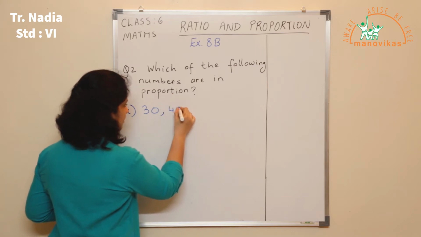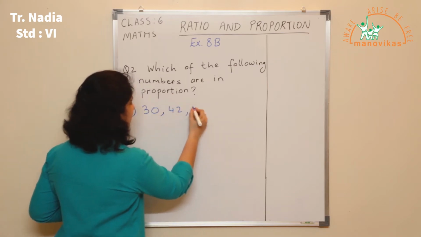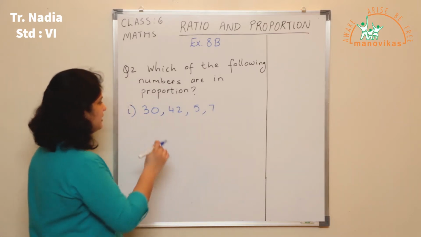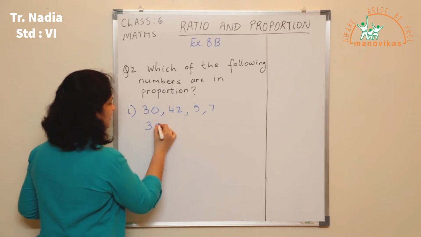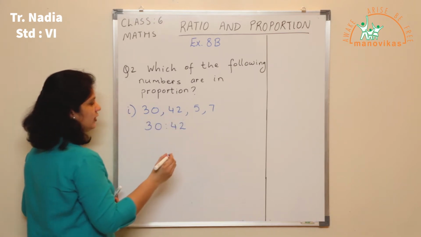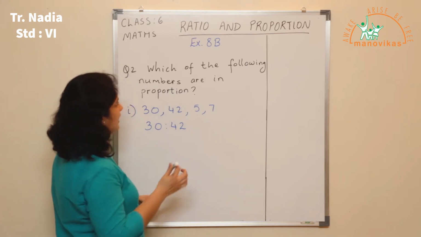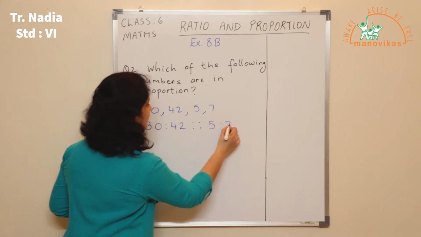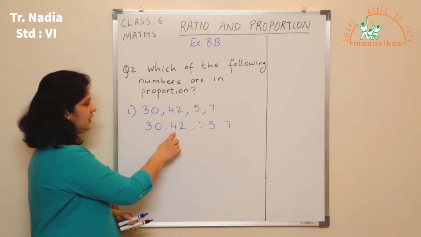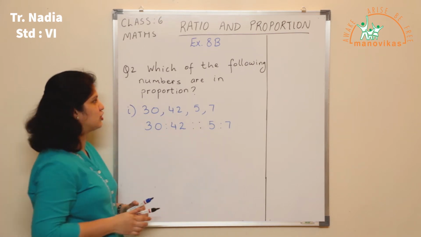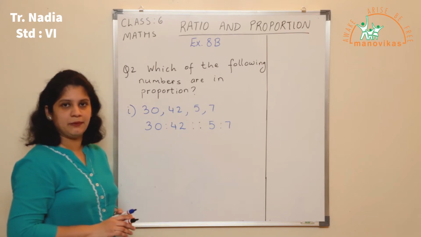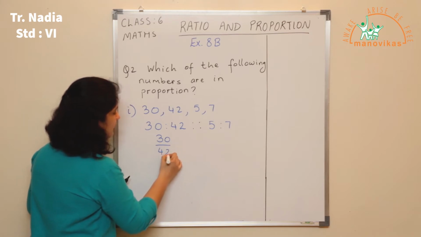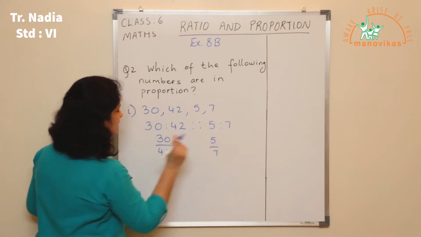These are the numbers which are given to you: 30, 42, 5 and 7. The numbers are just separated from each other by commas. The first two numbers represent the first ratio, that is 30:42, and you have to prove that these are in proportion with the second ratio, that is 5:7. So you can reframe the question: 30:42 is as 5:7. Now we have to find out whether they are in proportion or not.